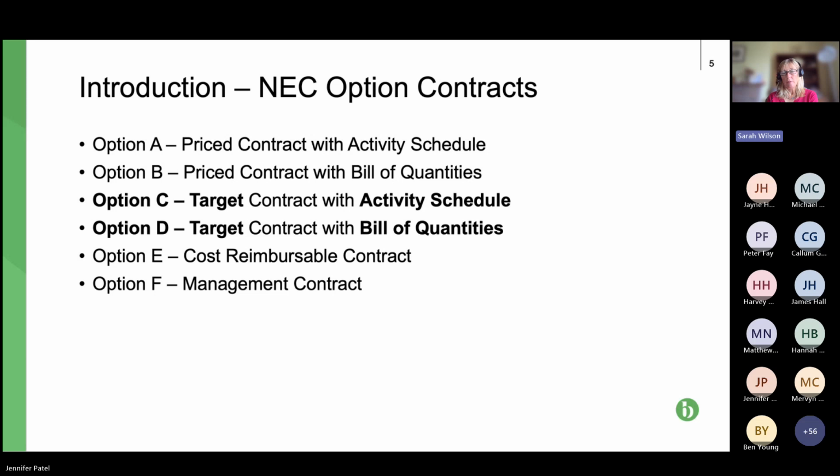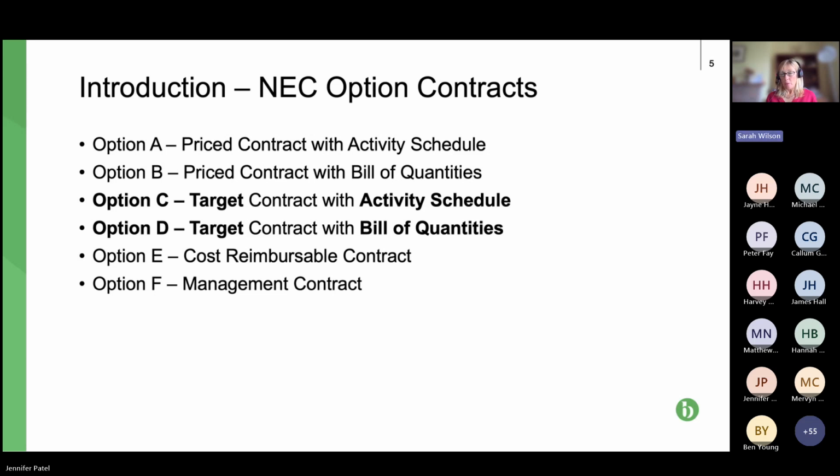Option B is a hybrid of option A, so it's a fixed price but with a bill of quantities. So you've got a small allowance for remeasuring in certain circumstances. So predominantly it's fixed price, but with a little bit of wriggle room.